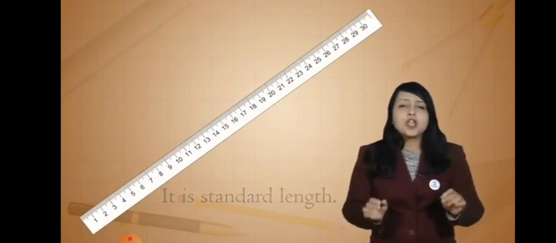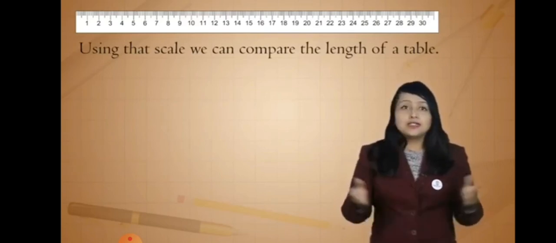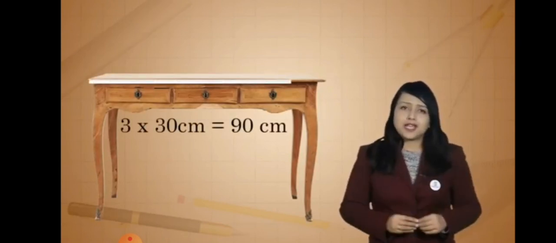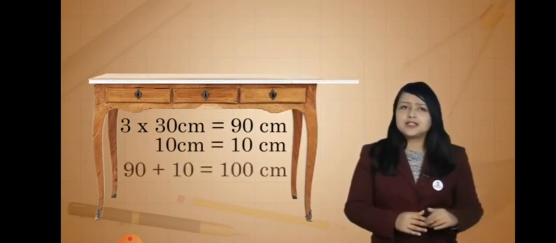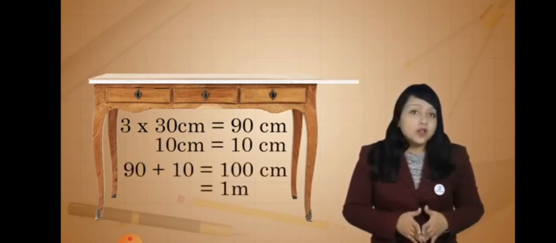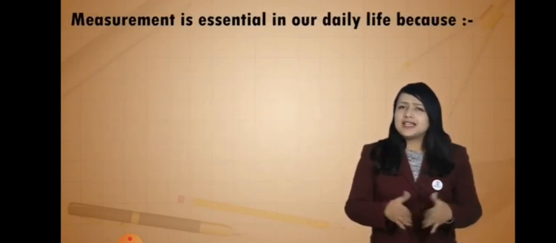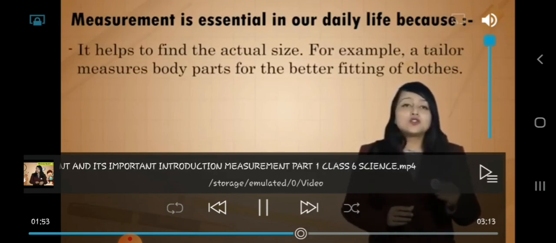For instance, we might have a centimeter scale. It is a standard length. Using the scale, we can compare the length of a table. Let's see, the table is 3 times the 30 centimeter scale and 10 centimeters more. That is 100 centimeters or 1 meter long. Measurement is essential in our daily life because it helps to find the actual size.